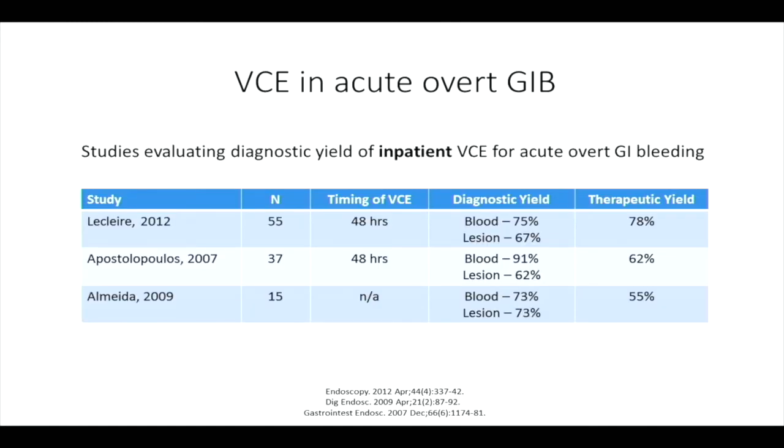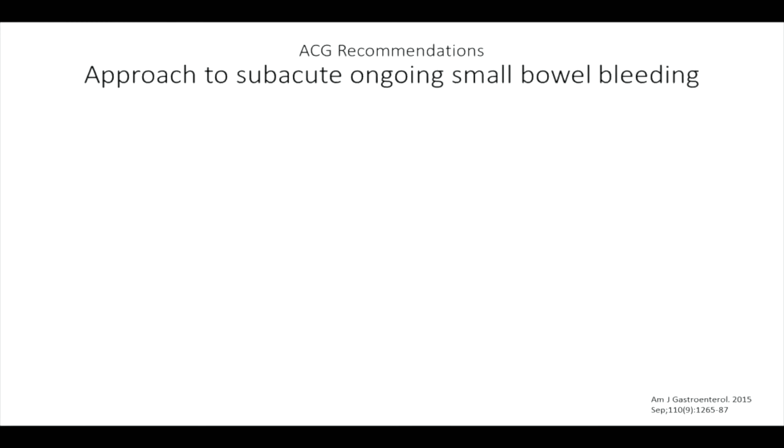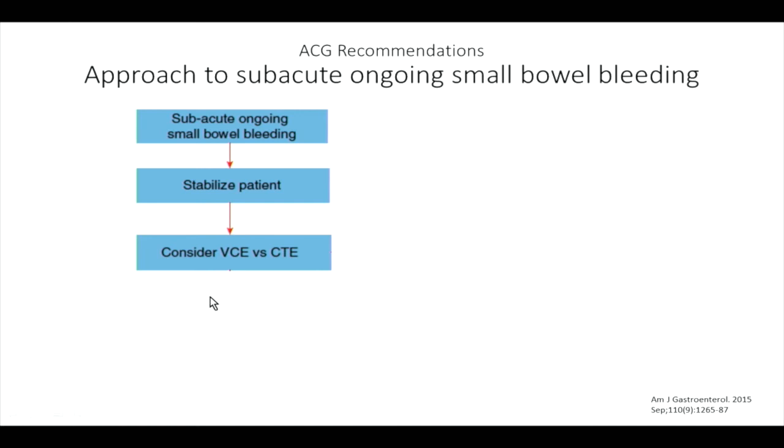They've also looked at the efficacy of capsule in the inpatient setting specifically for acute bleeding, and most of the time these capsules were done within 48 hours of a negative EGD and colon, and they found either blood or a lesion between 62 and 90% of the time, and that translated into a very significant therapeutic yield, whether it be endoscopic, radiologic, or surgical. So I do think that capsule endoscopy in this setting is the go-to test of choice.